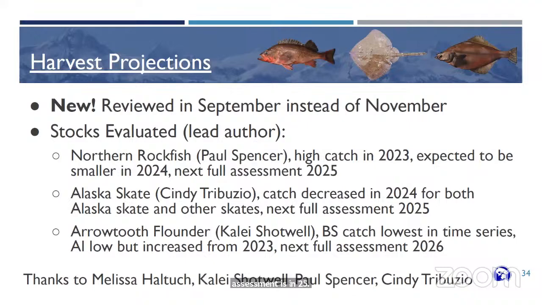The Bering Sea catch was the lowest in the time series. Aleutian Islands was low, but it did increase from last year. And the next full assessment for this one is in 26.